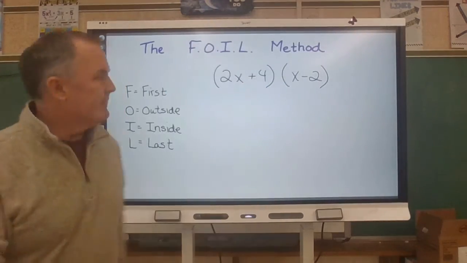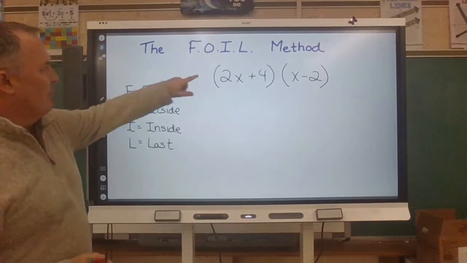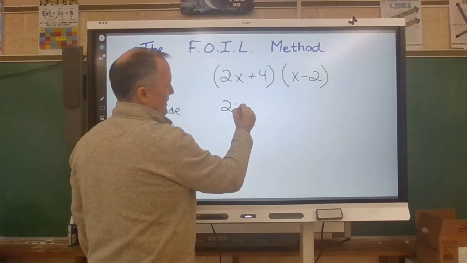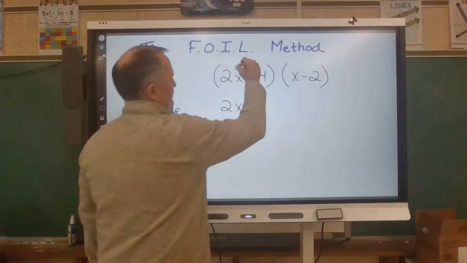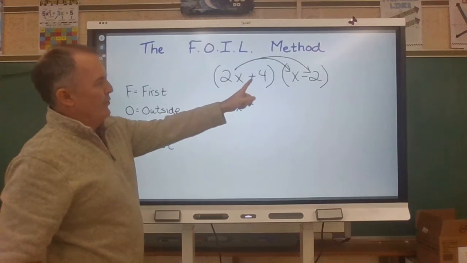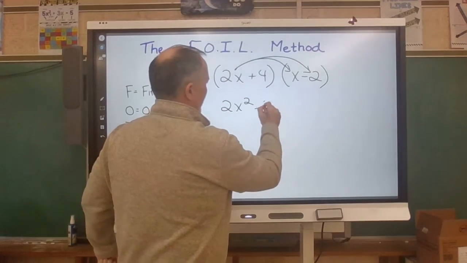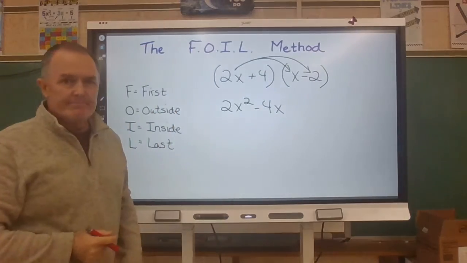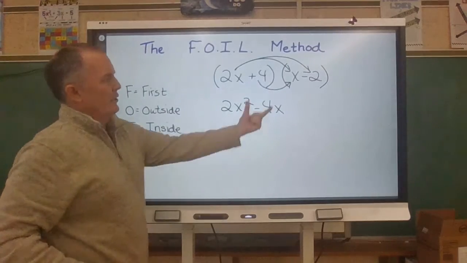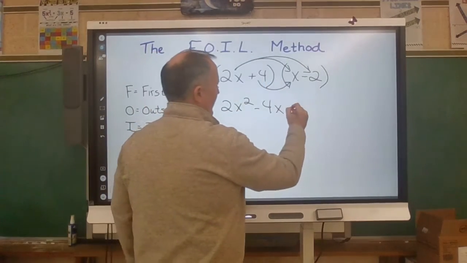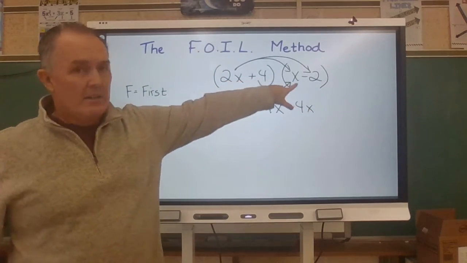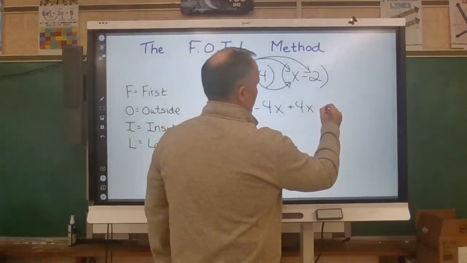All right, this is going to work out. So once again, we're going to go through the process, multiply the two first numbers together. 2 times 1x is 2x squared. That was the first. The outside, 2 times negative 2 is minus 4x. And then the inside, the two inside terms, 4 times x is a positive 4x. And then finally, 4 times negative 2 is a negative 8.